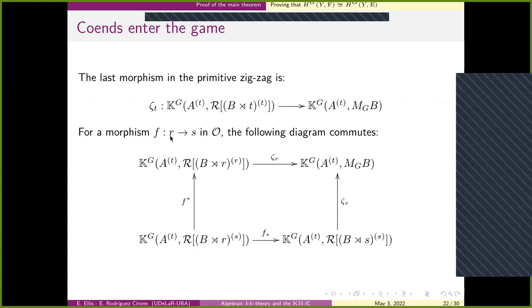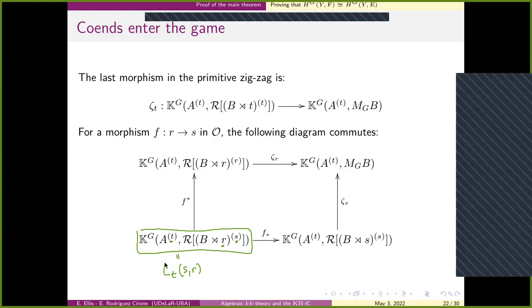If we take a morphism F in orgy-fine, a morphism F from an orbit R to an orbit S, we have a commutative square like this. So here we are treating these three variables as separate variables, so that we could call this L_T(S, R), so that this spectrum depends covariantly on R and T and contravariantly on S.